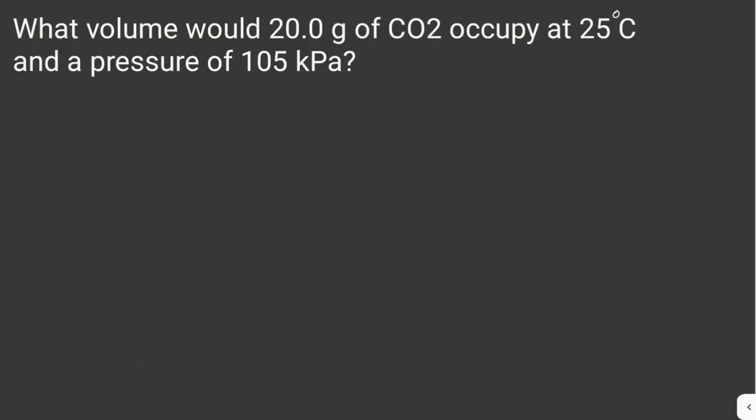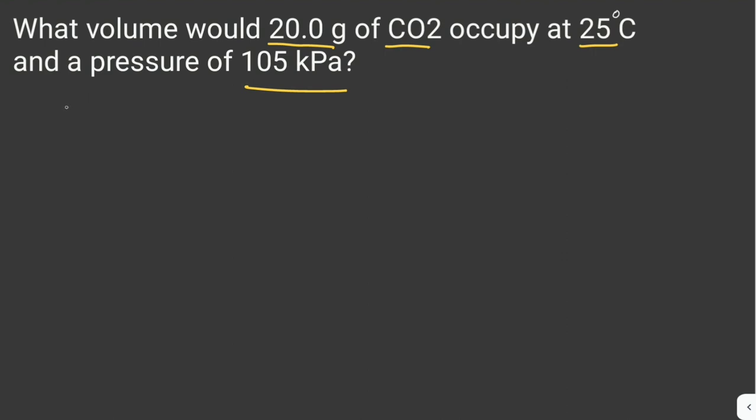What volume would 20 grams of carbon dioxide occupy at 25 degrees Celsius and a pressure of 105 kilopascal? So we're given here the pressure and the temperature, and we're also given the mass of CO2 gas. So we just have to solve for the volume.